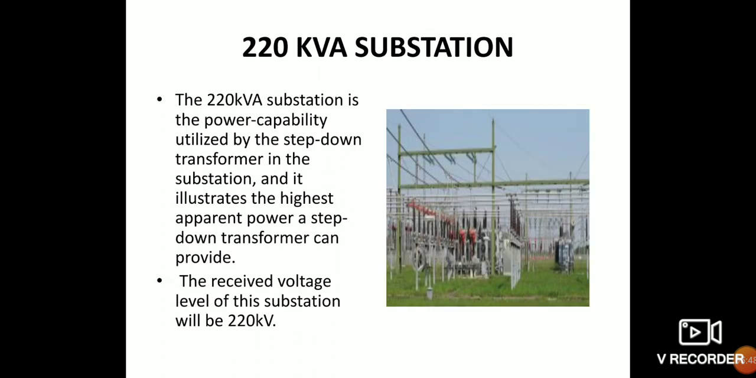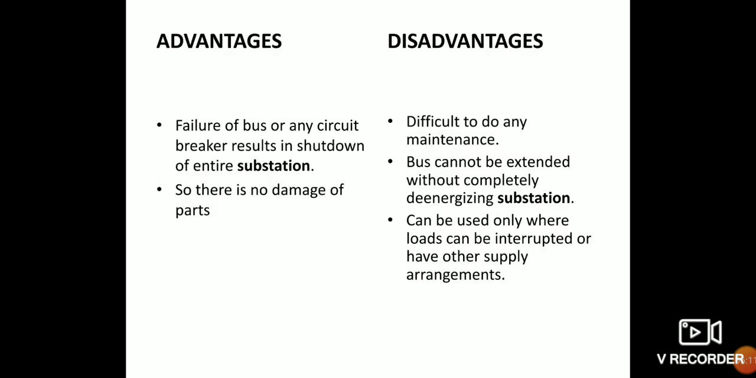Then 220 kVA substation. This type of substation is used to find out how much power capacity is utilized by the step down transformer. And this also shows the highest apparent power that the step down transformer can provide. The maximum level of voltage that the 220 kVA substation can withstand is 220 kilovolts.